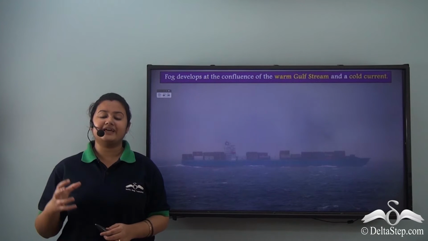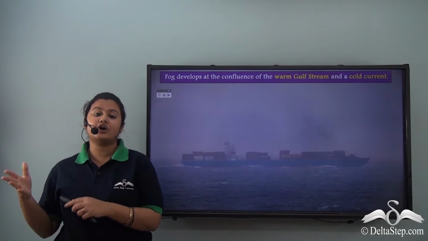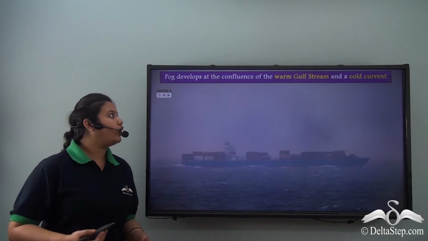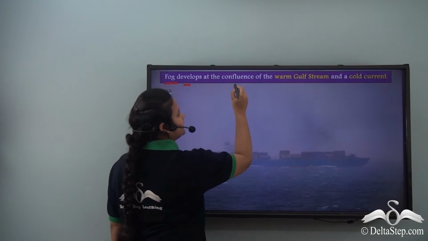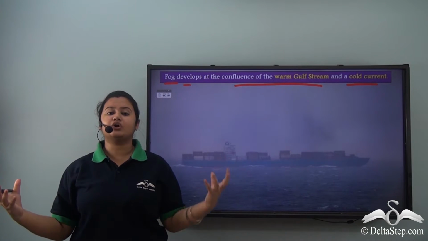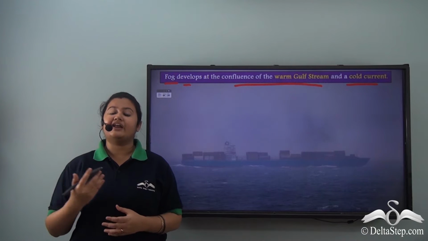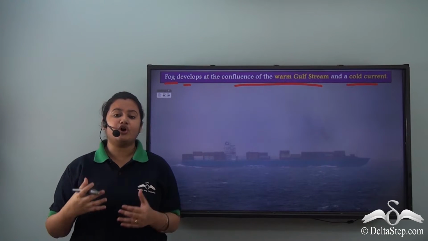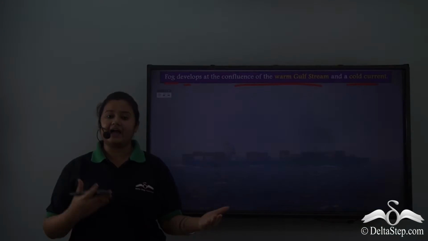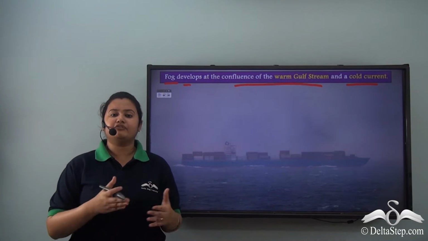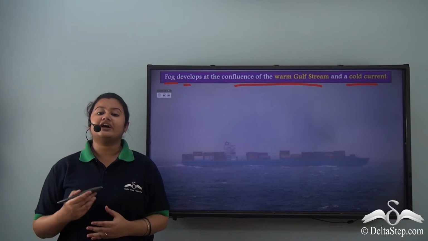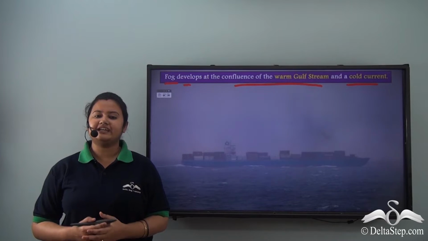So, the moisture present in the warm air, when it combines with the cold air of the cold current, condenses into tiny droplets. That is how fog develops at the confluence of warm Gulfstream and a cold current. That is, when a warm current and a cold current meet, fog develops. And why does fog develop? Due to condensation of moisture present in the warm air above the warm current, when it combines with the cold air present above the cold current. Now, we will study about another important current which is prevalent in the Atlantic Ocean.